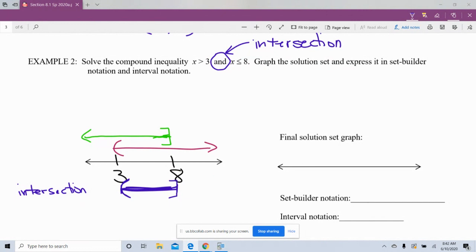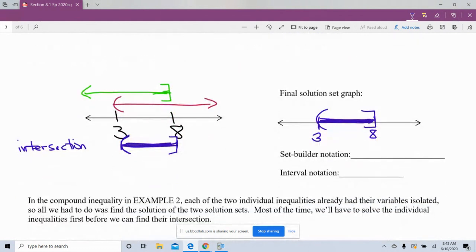bracket. And so this is actually where, like my scratch paper, I figured out what that intersection was going to be. But the final intersection is actually just what I have down here. So I'm going to put that on my final solution set graph here. So I have my 3 and my 8, and then the 3 will have the parentheses, the 8 will have the square bracket, and then I will shade just in between them. Okay? Now, I also have to write this solution set in the other 2 formats.